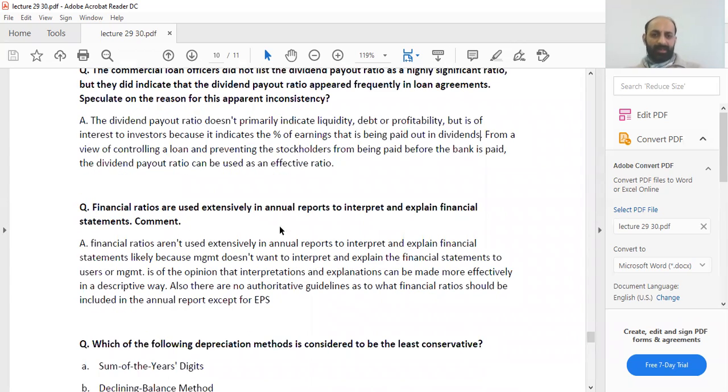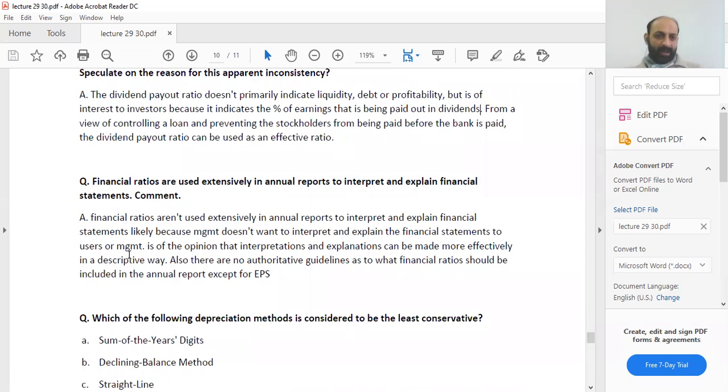Financial ratios are used extensively in annual reports to interpret and explain financial statements. Comment. Financial ratios aren't used extensively in annual reports. उसकी वजह है कि, as I've told you, there is no fixed criteria. The only criteria relates to earnings per share. बाकी, it is all left to the judgment of the management. So that is why they don't use it very much in the financial report.